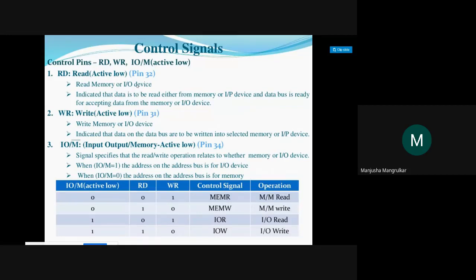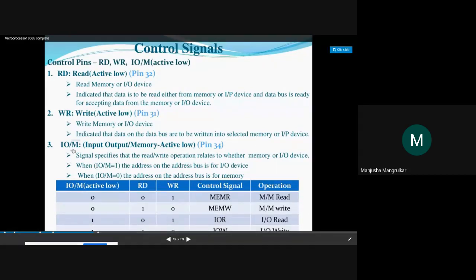Write mode means the processor is writing into the memory or output devices. So the microprocessor can read data from the memory, and can write data to the memory, as well as input output devices. From input, the microprocessor will read, and to output, the microprocessor will write, right?